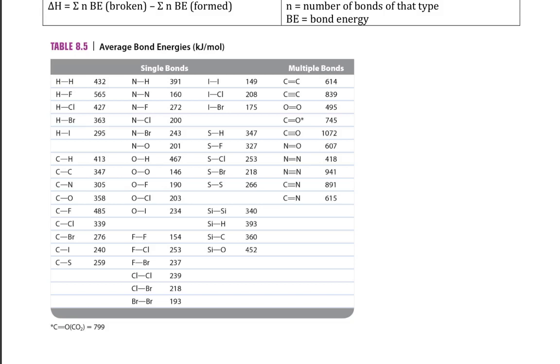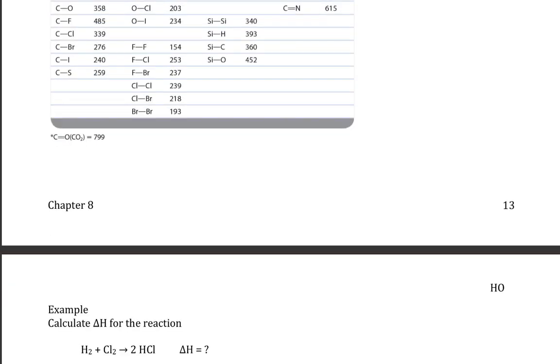For C=O, unless it's the C=O in CO2, the value is 745 kilojoules per mole. Look down to the asterisk at the bottom of the table, and we see that C=O in the molecule CO2 is 799 kilojoules per mole. So we're going to be using these values to do a calculation.